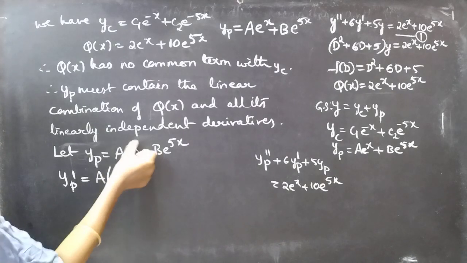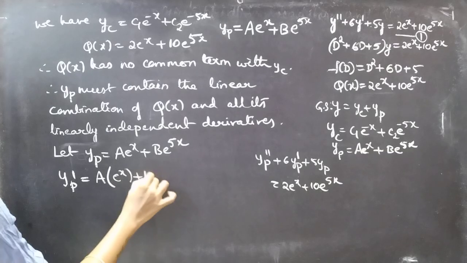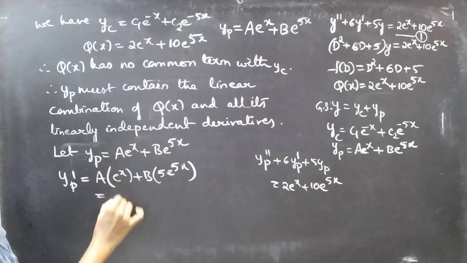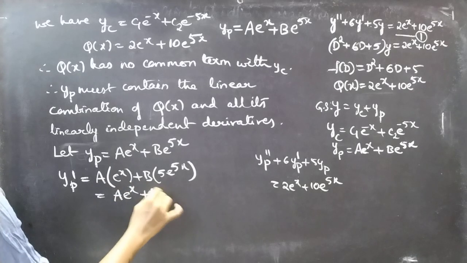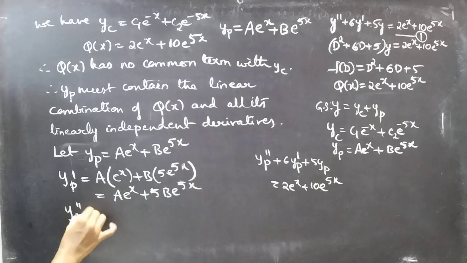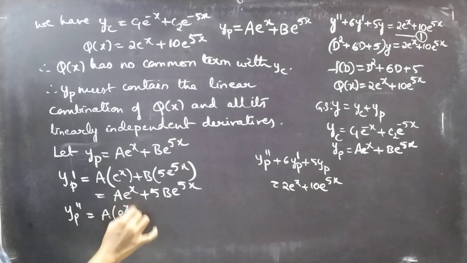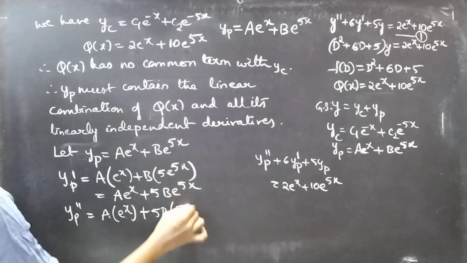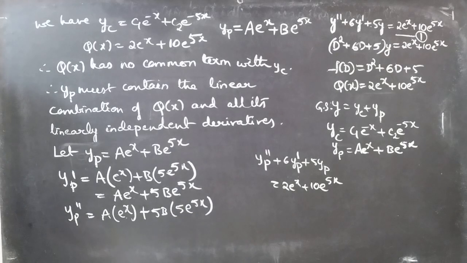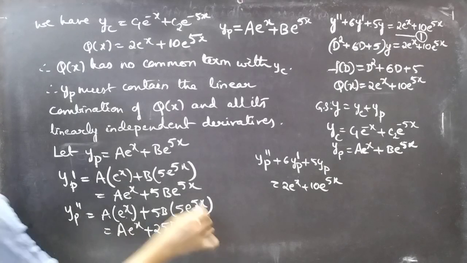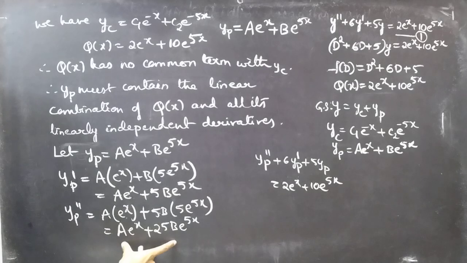yp dash is a into derivative of e power x, which is e power x, plus b into derivative of e power 5x, which is 5 e power 5x, which gives us a e power x plus 5b e power 5x, right? Now coming to yp double dash, which gives us a into derivative of e power x is e power x plus 5b into derivative of e power 5x is 5 e power 5x. This gives us a e power x plus 25b e power 5x. Now we got yp dash and yp double dash, right?